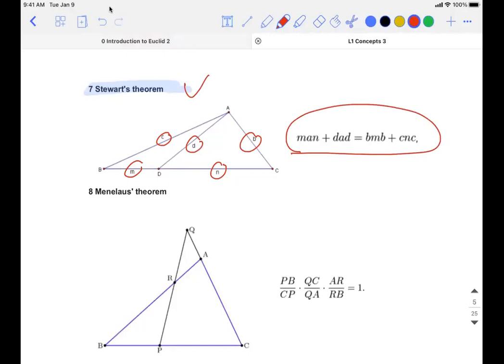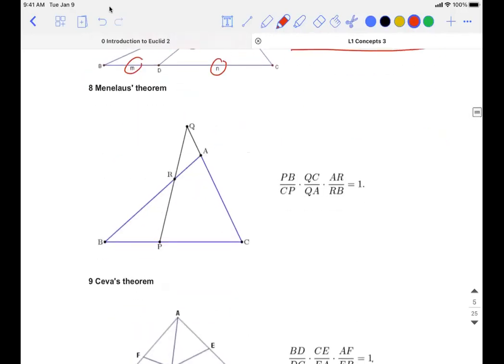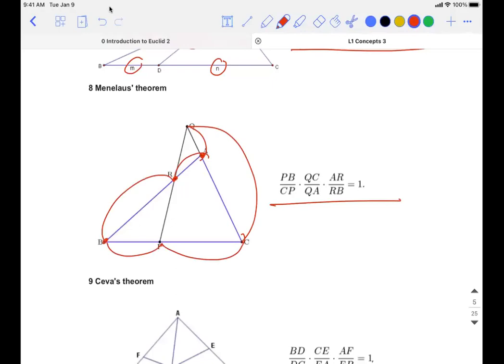Something not so important. Second is Menelaus's theorem. Menelaus's theorem is also very important for AMC, but of course, Euclid never tested it. Menelaus's theorem means there's a transversal line cutting a triangle, then you automatically have BP over CP times CQ over QA times AR over RB equal to 1. Basically, if the transversal line cuts the triangle's sides and intersects the extension of the third side, you will have such a relationship. This is Menelaus's theorem.